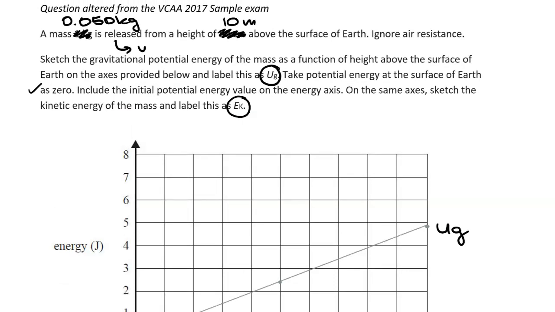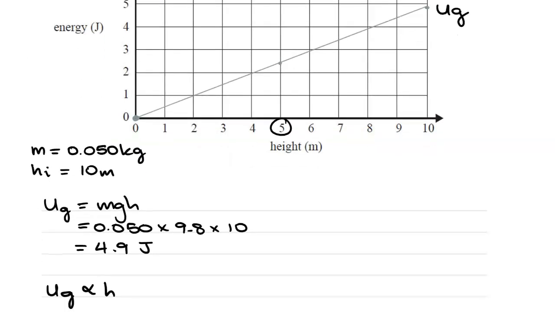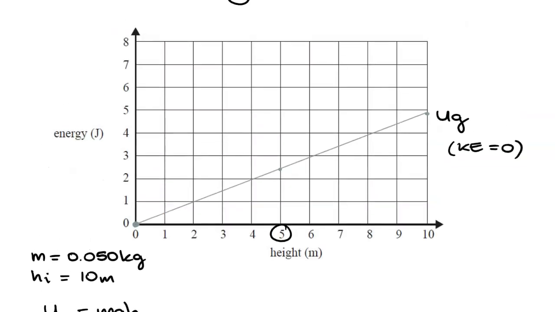That's implying that the initial velocity is equal to 0, and that implies that the kinetic energy is equal to 0. So at this point here, the total energy this object has is told by this point. It has UG of 4.9, and the kinetic energy is 0. So the total energy is always going to be equal to 4.9. Why is that helpful to know?